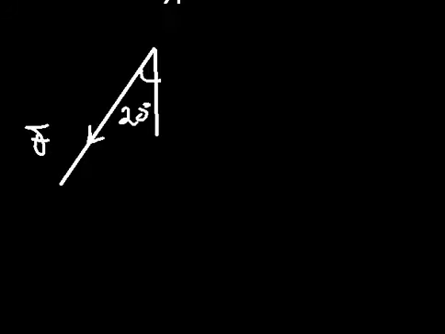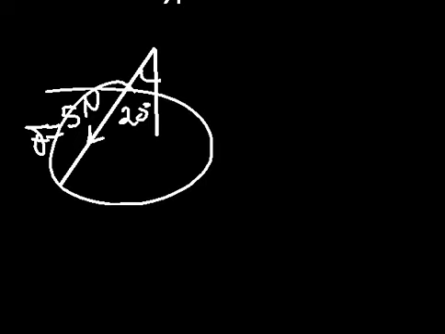Let's say we have a vector which is acting against the horizontal. Let's say this is an angle, given as 20 degrees, and the vector is given as, let's say, F. It should be given as 5 newtons. So now how should we be able to resolve that into components?